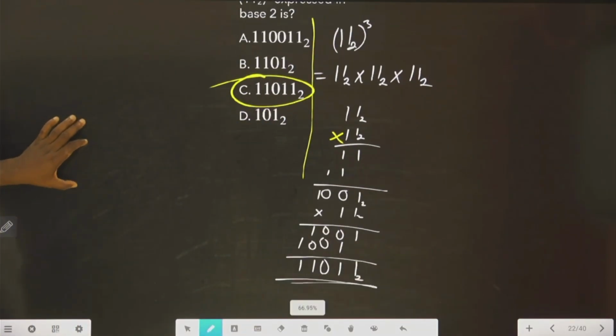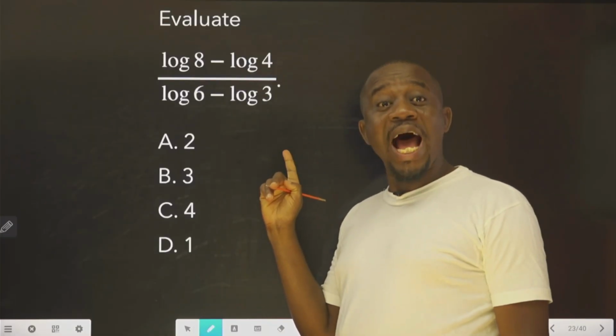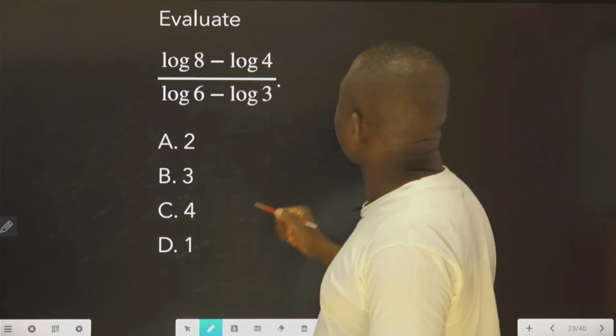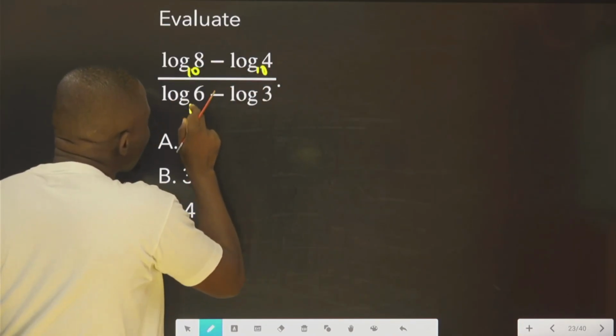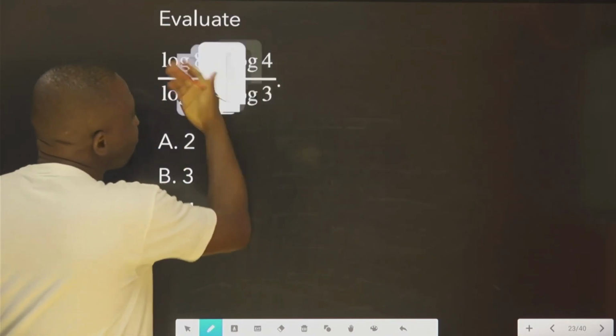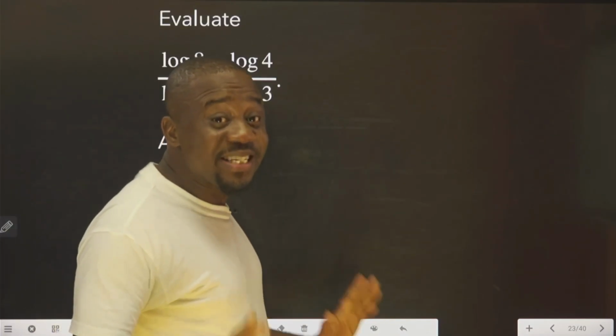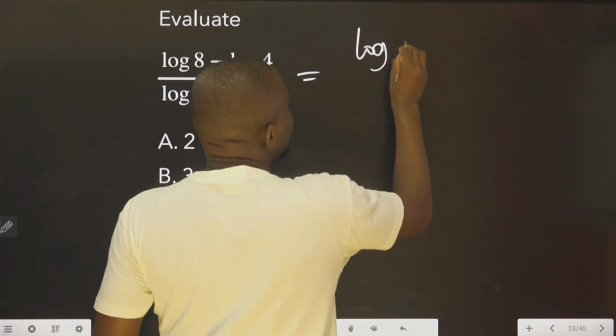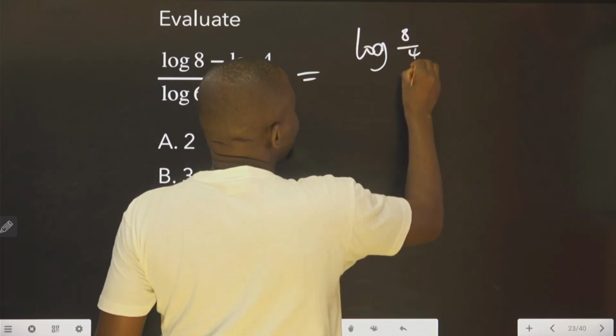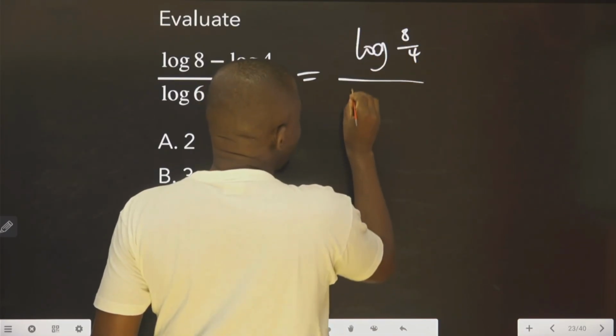C is the answer. Okay? Let's look at this. We are asked to evaluate this. It simply means, remember again, there is 10 here. That's why it was not written or removed. It is base 10. It means, therefore, we can do this as log 8 over 4 to the base of 10. We know 10 is there.